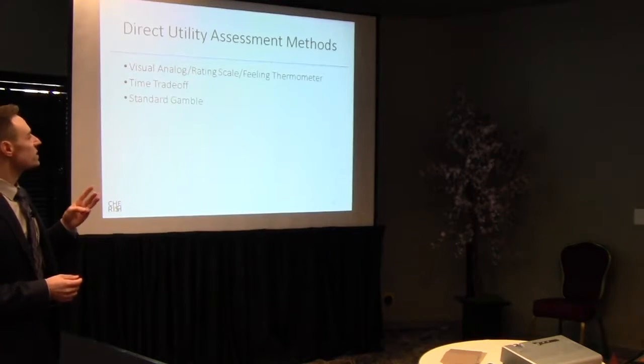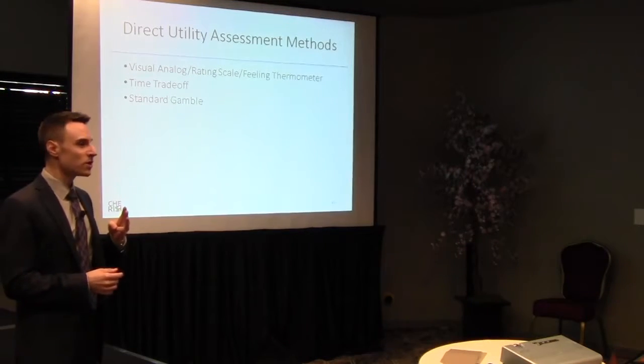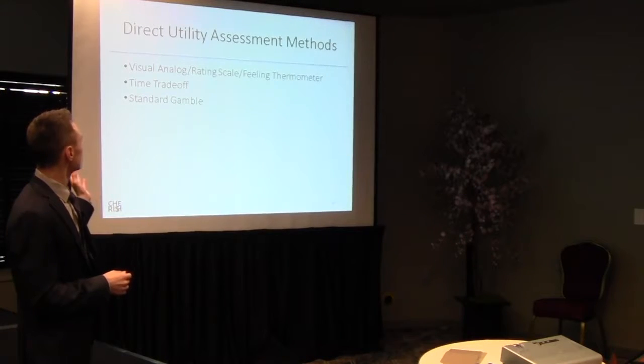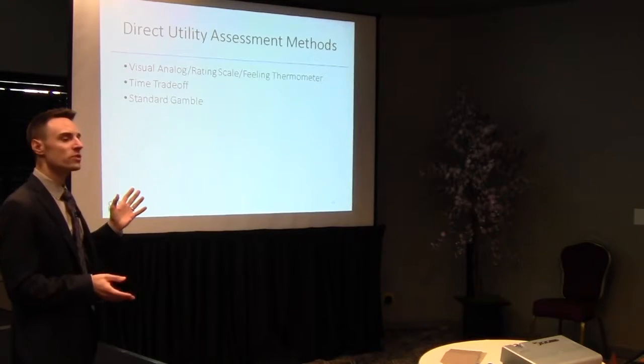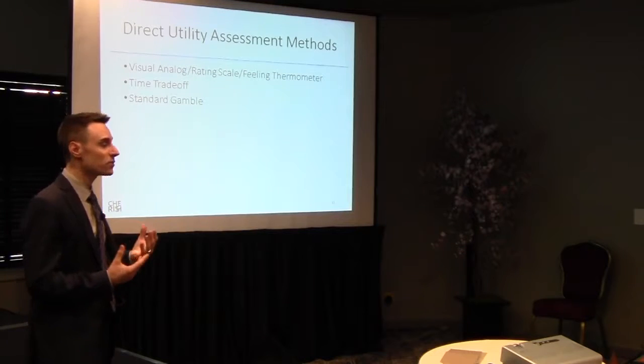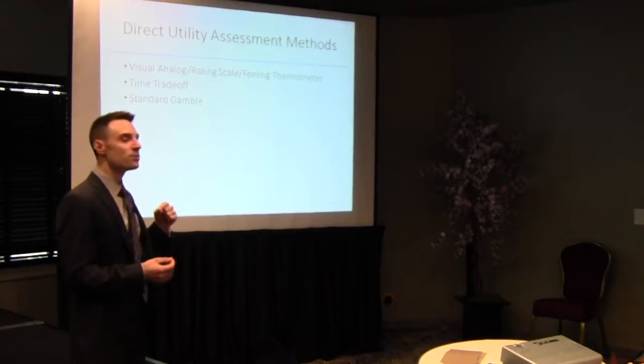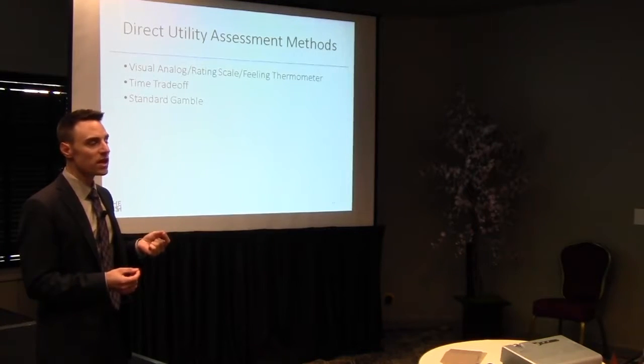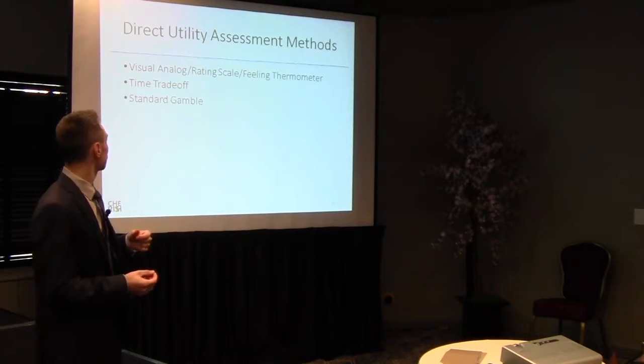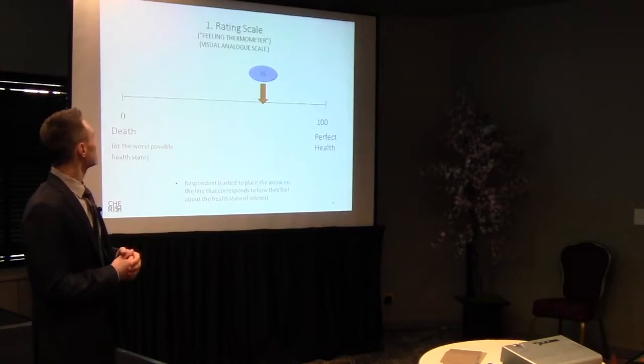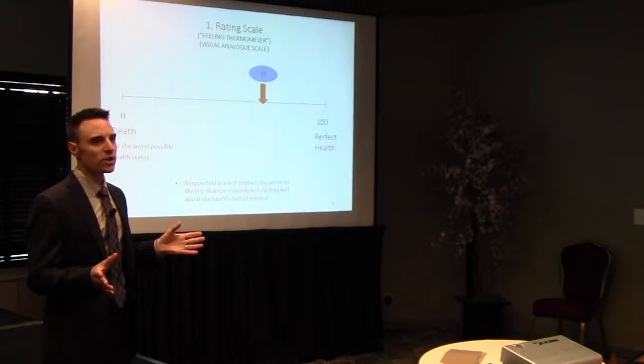Okay, so there's a few different ways to do this. These are three of the primary ones. We have a visual analog rating scale, which we also refer to as a feeling thermometer. There's time trade-off, another standard method, and standard gamble. Okay. All right, so the rating scale is most straightforward.